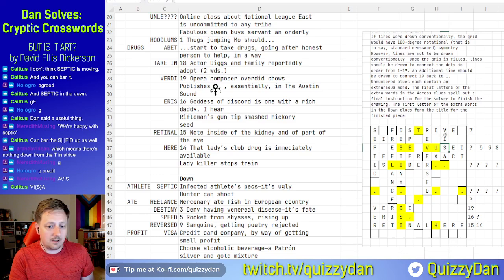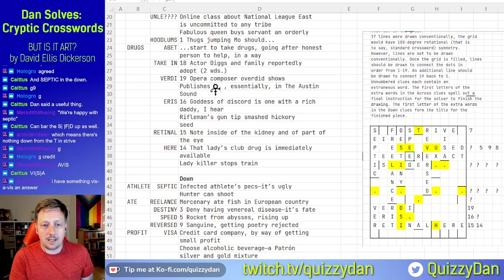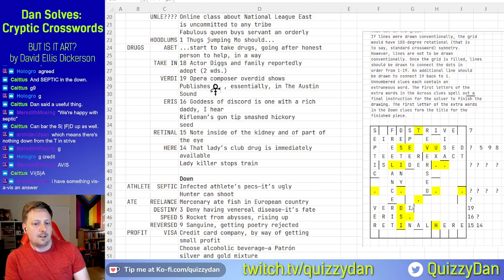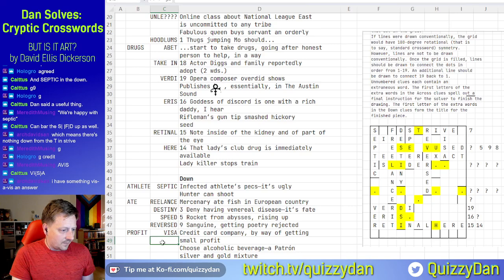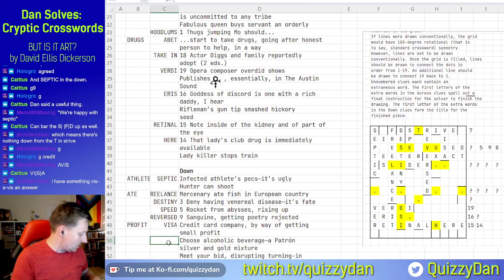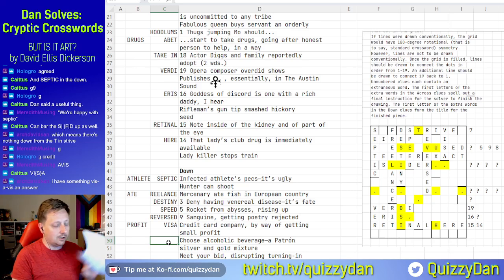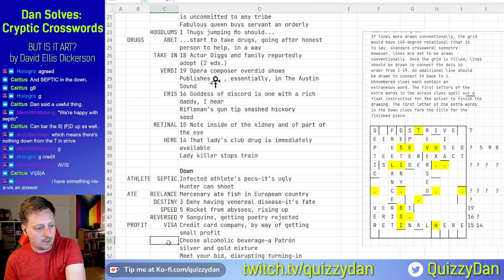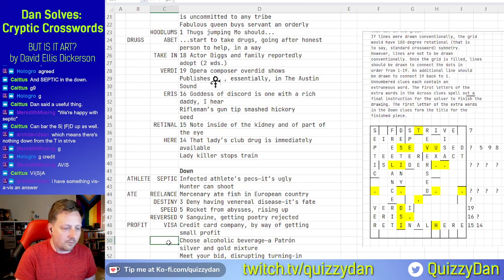So that is our next down. So we now know that there is no line here. So it's via, by way of, getting small, put S in via for Visa. Choose alcoholic beverage, a Patron silver and gold mixture. I'm just going to check that that is the entire clue. Yes, very long clue. Okay.